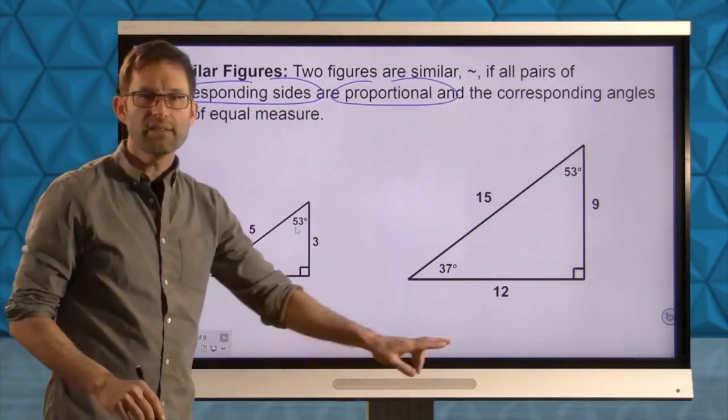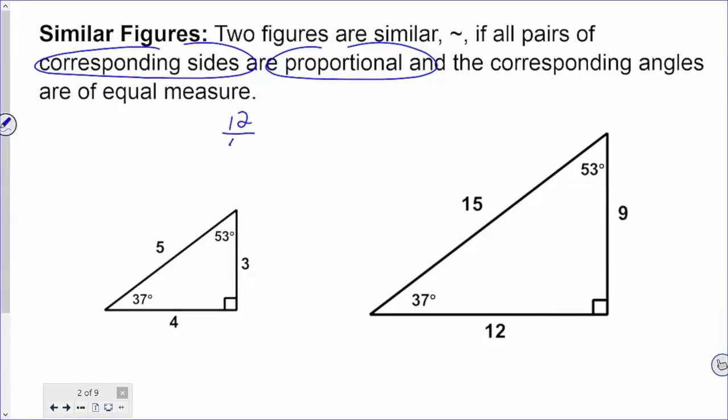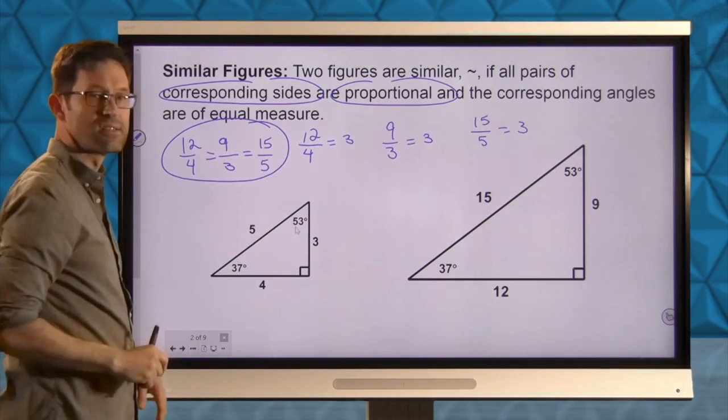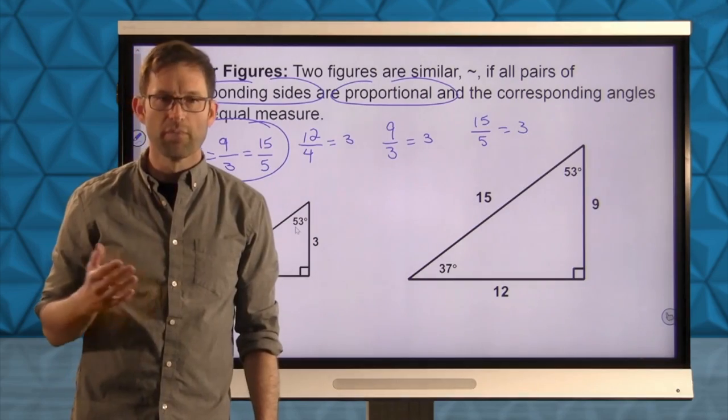What that means is if I take the 12, which is the side that corresponds to the 4, and I divide them, I get 3. If I take the 9, which corresponds to the 3, and I divide them, I get 3. If I take the 15 and the 5, and I divide them, I get 3. So in other words, 12 divided by 4 is equal to 9 divided by 3, which is equal to 15 divided by 5. This is what it means for the sides to be proportional to one another. And that probably looks similar to that whole scale factor issue that we've been talking about.